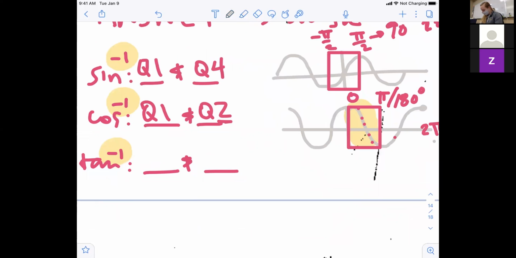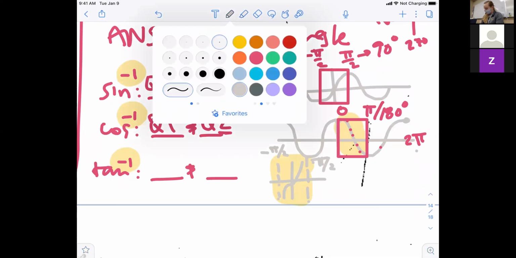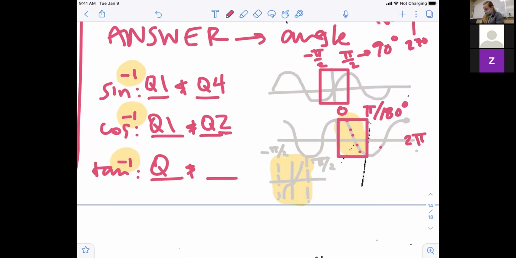The last one is tangent. I know we didn't spend a lot of time with the tangent graph, but this one is the same as sine because the tangent curve is always in between negative pi over 2 and positive pi over 2. And so it is also like sine where it goes in the first and the fourth quadrant. Quadrant 1, quadrant 4. Okay, so we have the quadrants in mind because we're about to go find out what's going on.